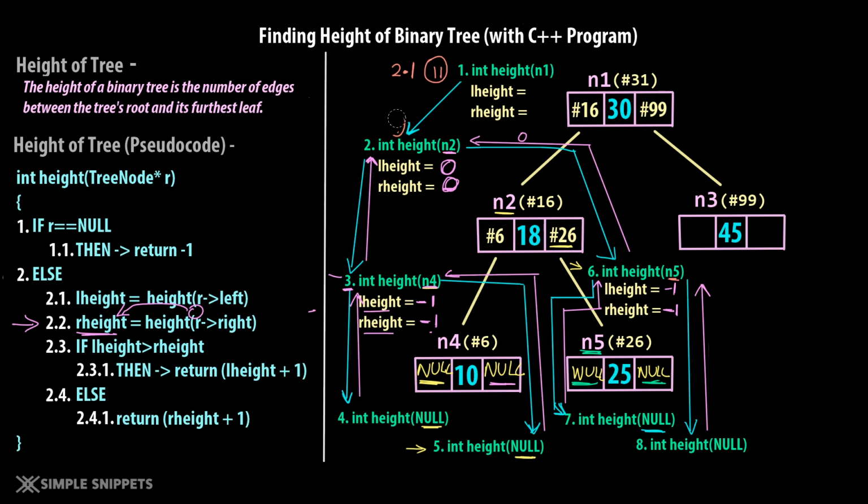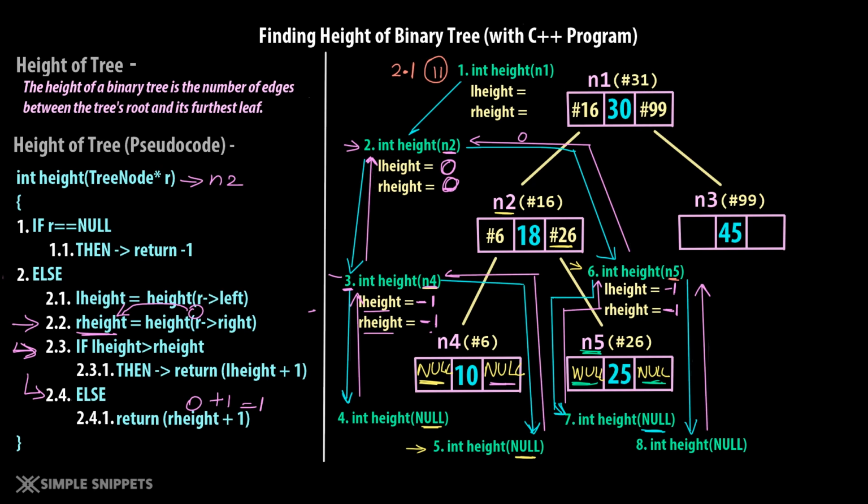So when this happens, the second function call will again resume its operation from step number 2.3. Correct? So 2.2 is done. So now we will resume operation from 2.3 for this second function call, and for this second function call r is nothing but n2. So let's execute step number 2.3. For this second function call, we are making a check if L height is greater than r height. In this second function call, we just calculated the left height as 0 and r height as 0, correct? Both of them are equal, so else will be executed. In the else part, we are saying return r height plus 1. R height we just said is 0. So 0 plus 1 will be equal to 1.